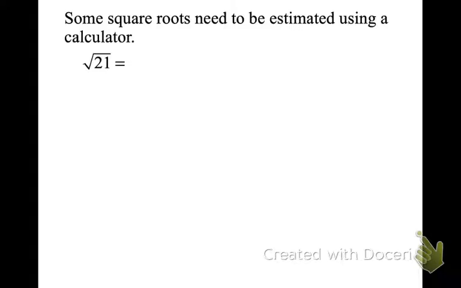I have 3 different ways that we can do this. So the first way is, I like to find the perfect squares this falls between. And I can usually guess the estimate to the 10th, usually within 1/10 or 2/10 of the actual square root of 21. So we know that the square root of 21 falls in between what perfect squares?